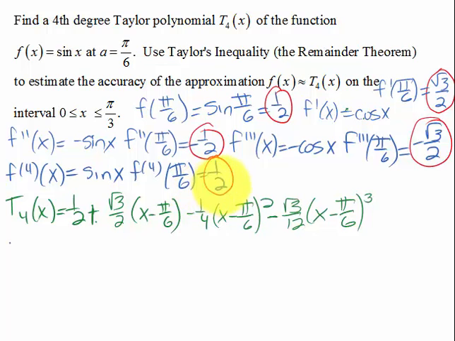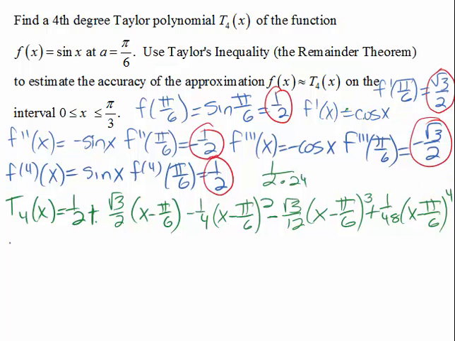And then our fourth powered term, we have 1/2, but that is divided by 4 factorial, and 4 factorial is 4 times 3 times 2, so that's 24. So that term's going to be plus 1/48 times x minus pi over 6 to the fourth. So there's our Taylor polynomial of degree 4 to approximate sine x at pi over 6.